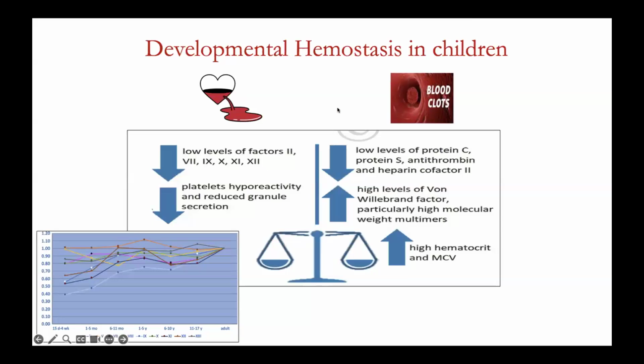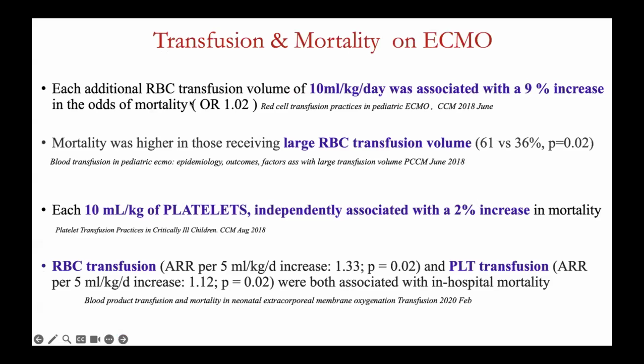And this is called developmental hemostasis, where they have low levels of all your coagulation factors, which explains the prolonged APTT, and low levels of antithrombin, which explains your requirement of a higher heparin dose in this age group. So, transfusion: I was telling you about mortality and transfusion. All these studies have shown that each additional RBC transfusion of 10 ml per kilo per day was associated with a 9% increase in mortality. Mortality was higher in those receiving a large RBC transfusion volume.